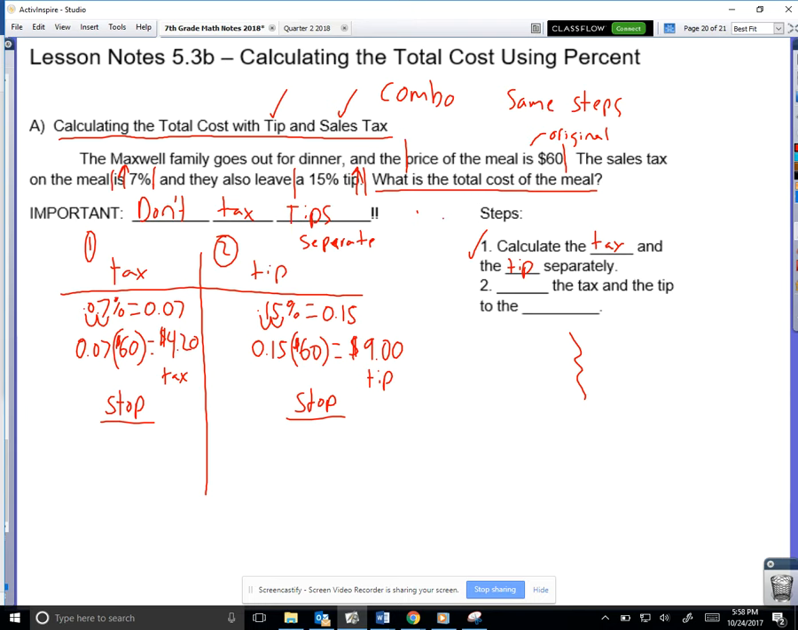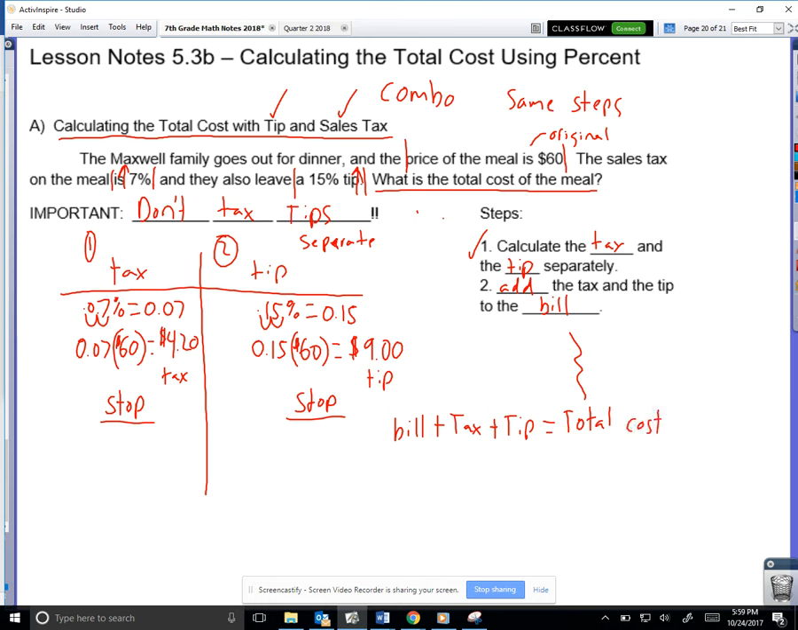All right, now the final step, step number 2, you're going to add the tax and the tip to the bill. So this is going to get us the total cost. So we're going to take the bill plus the tax plus the tip, and that's going to give us the total cost of the meal.